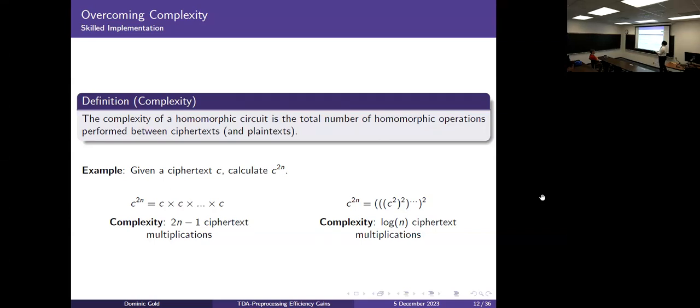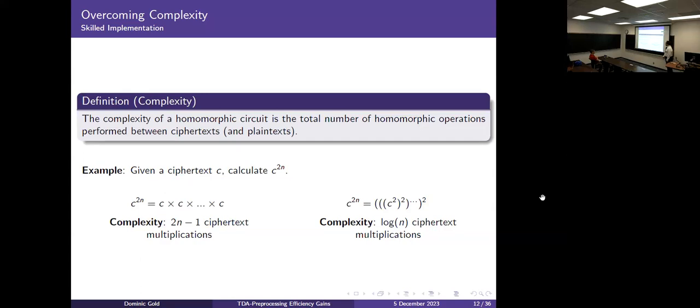Complexity of a homomorphic circuit is the total number of operations performed between ciphertext and plaintext. Usually what we do in the literature is we're very explicit. We say exactly how many operations are done. You can do a big O thing, but generally it's really nice to have a skeleton of how many operations are done based off of this circuit. And I'll give you an example of how we overcome this, and effectively it's skilled implementation. In a way, this is very computer science-y.